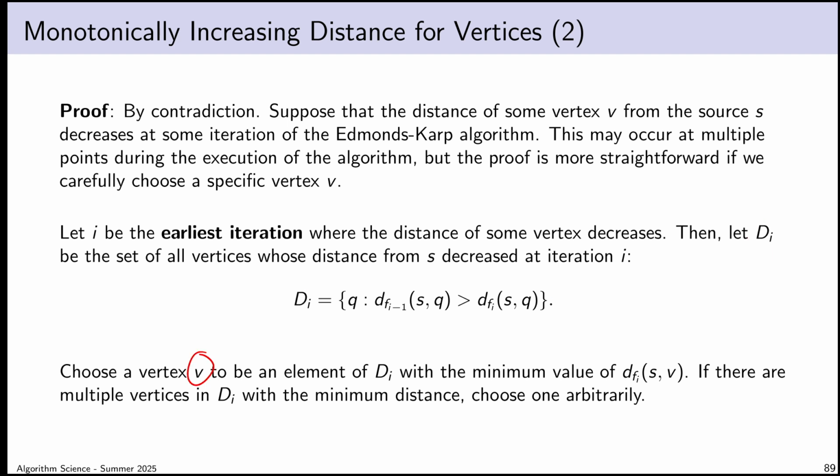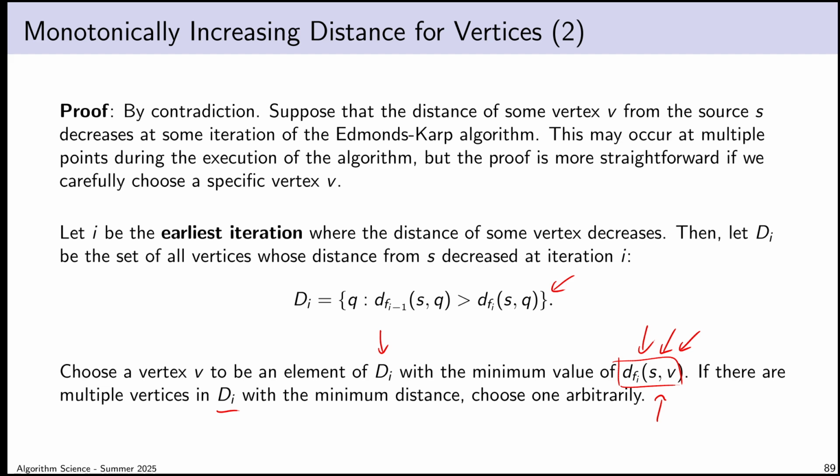I want to talk about one specific vertex V. So define V to be the element of Di with the minimum value of distance from S. There could be lots of different vertices in Di with different distances from S. Define V to be one such vertex, but with the minimum distance from S. Now, there could even be a bunch of vertices in Di that are tied for that. I don't care which one you choose in that case. All I care about is there is no vertex whose distance changed that has a lower distance from S than vertex V.